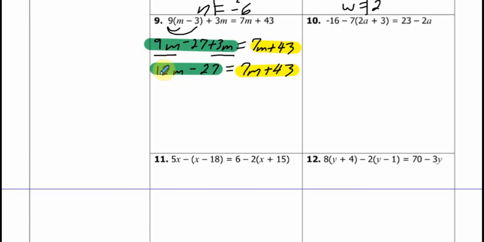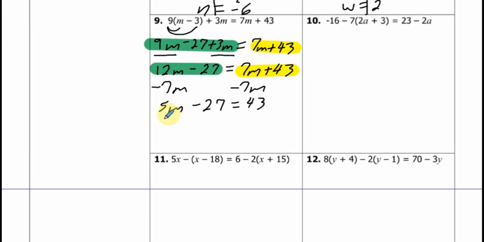So you've got a 12m on the left side, 7m on the right side. I always get rid of the smaller one, so I'm going to get rid of 7m by doing the opposite, minus 7m minus 7m. All right, so 12m minus 7m, 5m. Make sure you bring down the minus 27, equals 7m minus 7m is nothing. Make sure you carry down the positive 43.